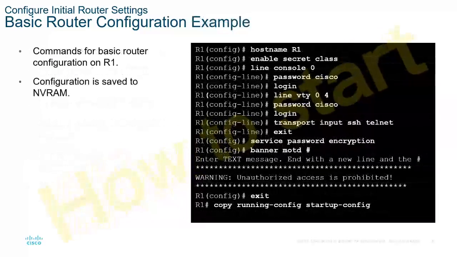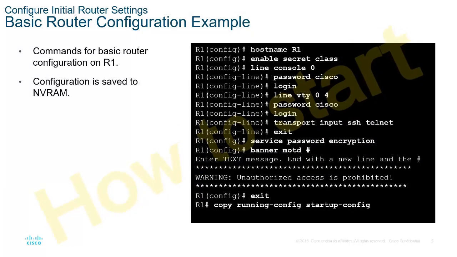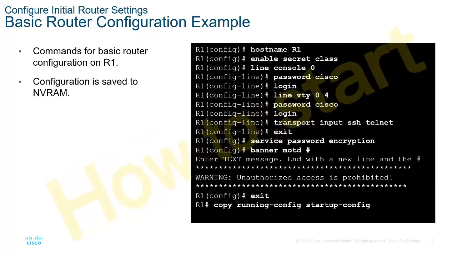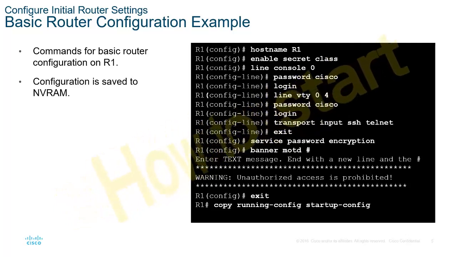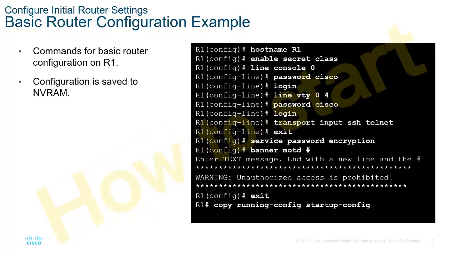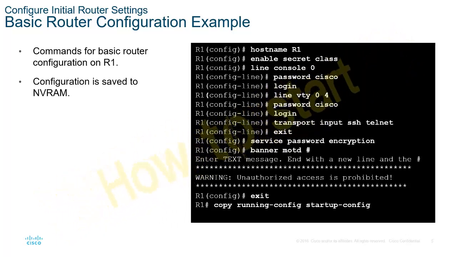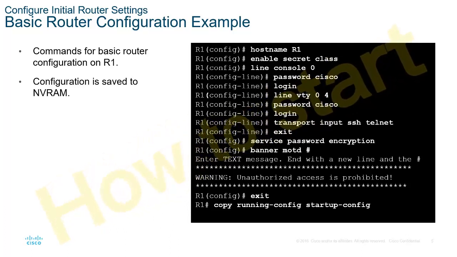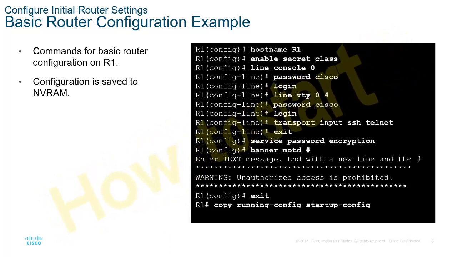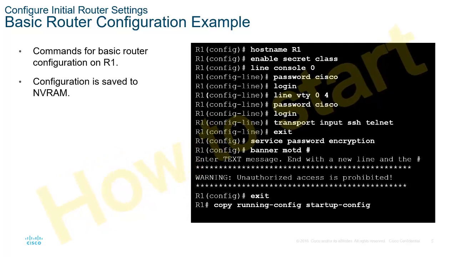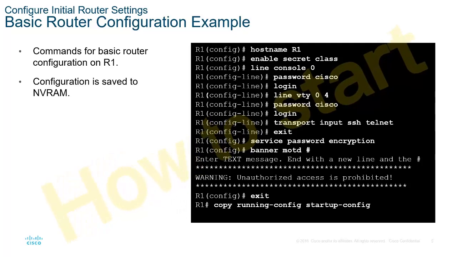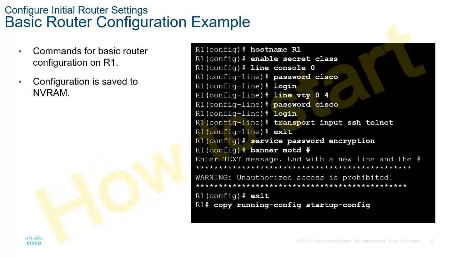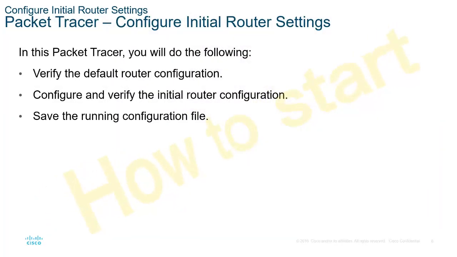So how does that look in practice? Here we have a host name, R1. We have an enable password of class. For our line passwords, we have a password of Cisco. Those will all be plain text except for the enable password until we turn on the services that encrypt our passwords. And then lastly, we have our banner message. And to make sure we understand this, we have a Packet Tracer lab.